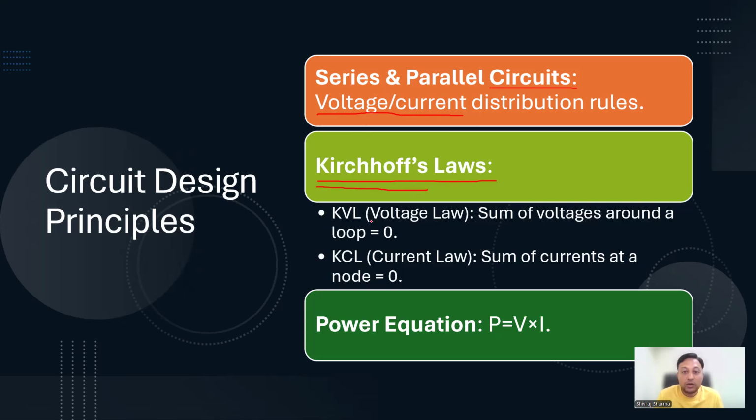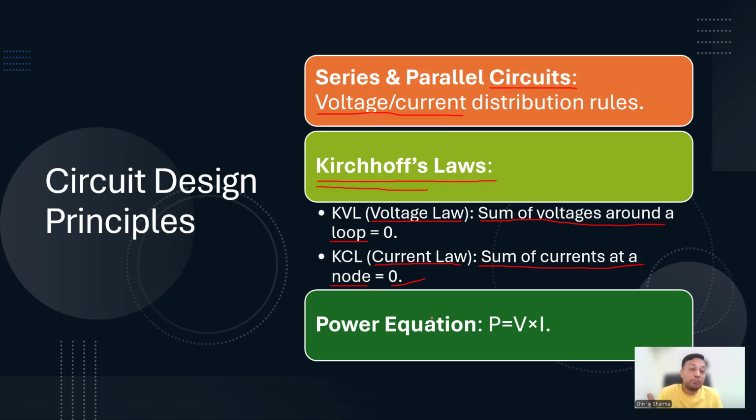First is the voltage law, second is the current law. Just two things are there, voltage and current. So definitely to design any circuit, we need to follow the principle of voltage and current, right? The voltage law says the sum of voltages around the loop needs to be equal to zero. Whereas for current, the sum of currents at a particular node must be equal to zero. Then only your circuit will work.